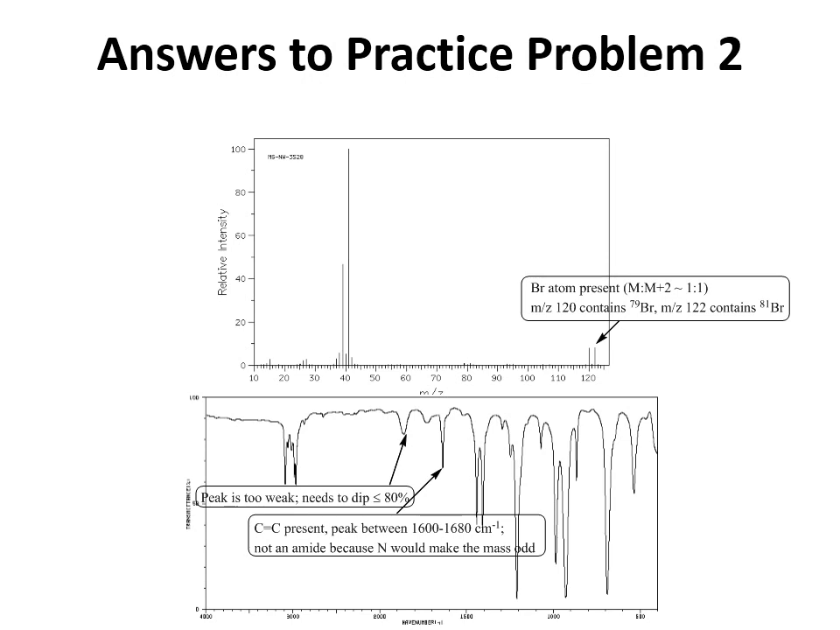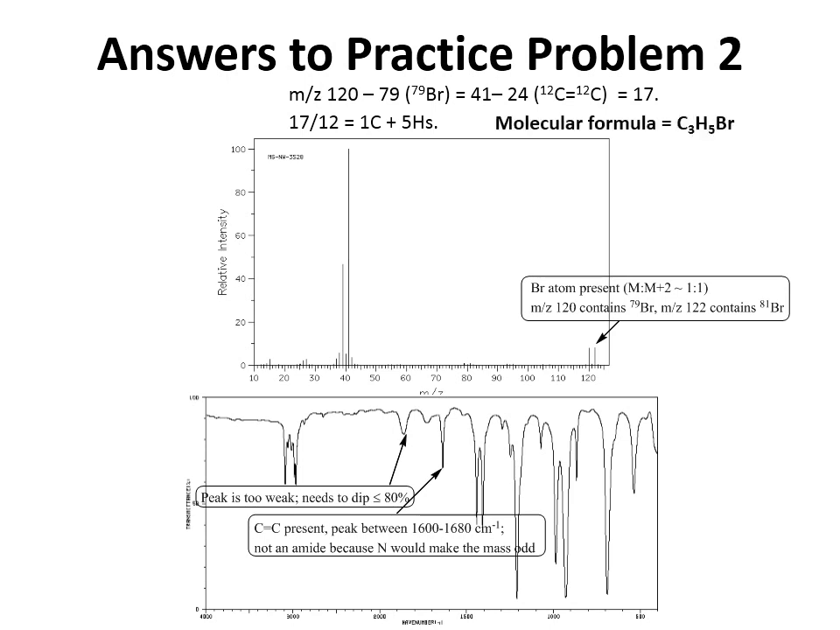Given that information, we can now calculate that with a mass-to-charge of 120, we subtract 79 for bromine-79, we get 41 leftover atomic masses. If you subtract 24 for the 2 carbons in the C double bond C, we're left with 17. Take that 17 mass units, divide by 12, and you get 1 carbon and 5 hydrogens. That makes the molecular formula, adding up all the carbons, C3H5Br.